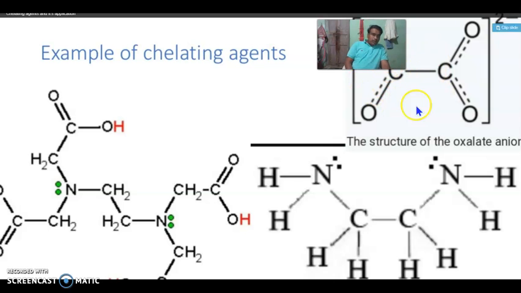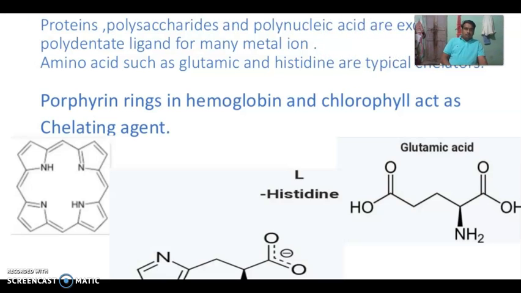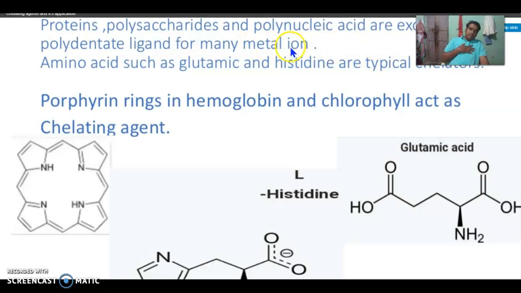Here are some examples. This is the oxalato anion. One anion forms two bonds. This is EDTA, ethylene diamine tetraacetic acid. Here, one EDTA molecule forms six bonds with a single metal ion. This is ethylene diamine. Next, proteins, polysaccharides, and polynucleic acids are excellent polydentate ligands that can bind with many metal ions.